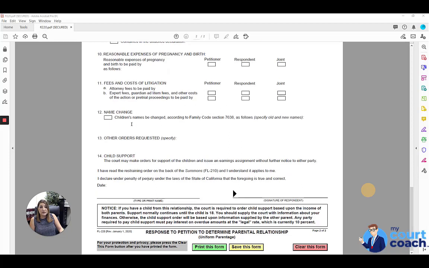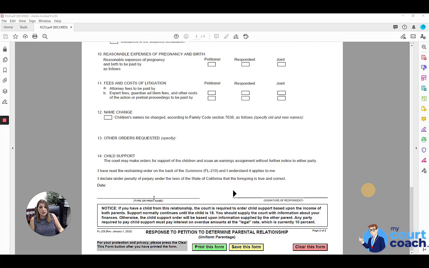Finally, if you are asking for the child's name to be changed, mark box 12, and you would want to include what their current name is, as well as the name that you're asking it to be changed to. Be as specific as possible with respect to including middle names as well. If there are any other orders that you're requesting pertaining to custody, visitation, determination of paternity, or child support, you can specify that in line 13. Line 14 just tells you that this court, through this establishment of paternity, has the right to make orders for the support of the children.